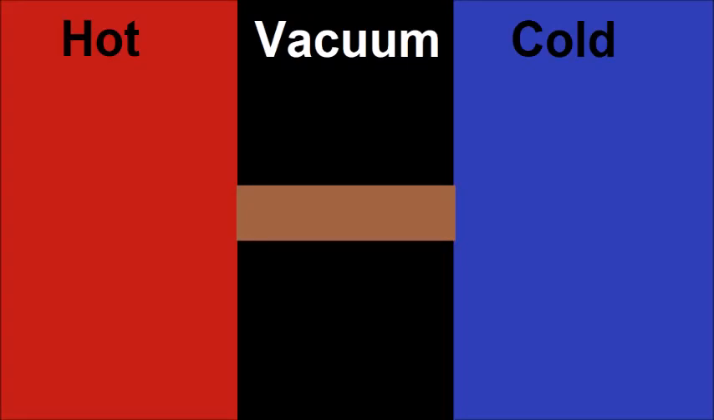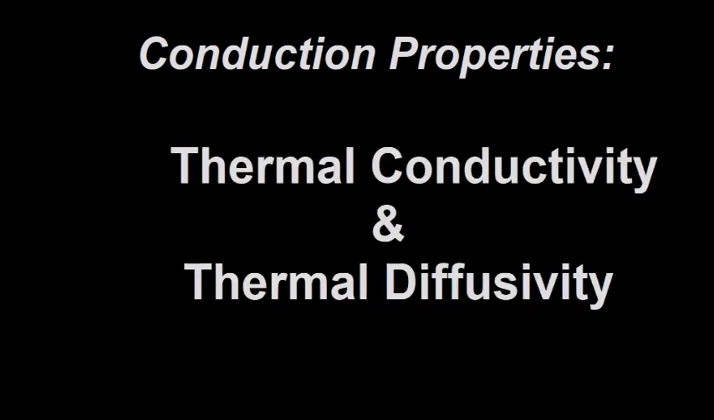Conduction is one of the primary modes of heat transfer. When considering conduction, there are two properties that are important to note: thermal conductivity and diffusivity. Let's see how these properties affect a simple conduction example.